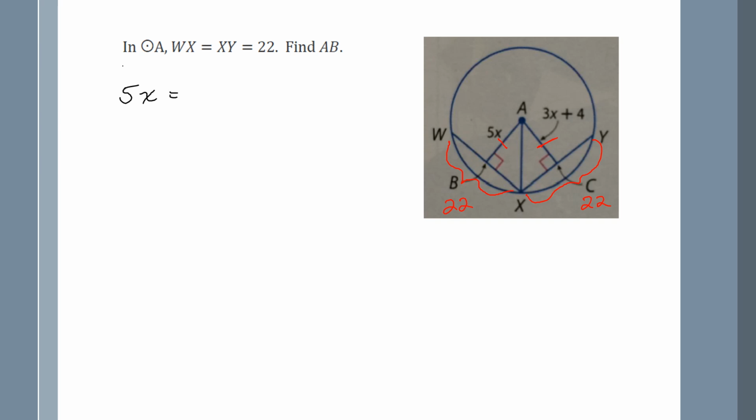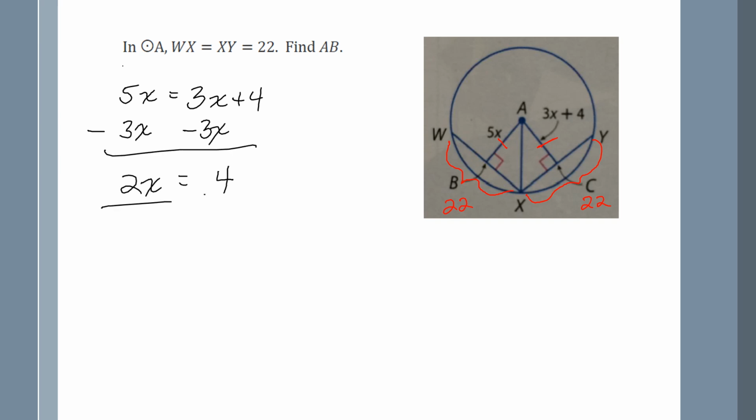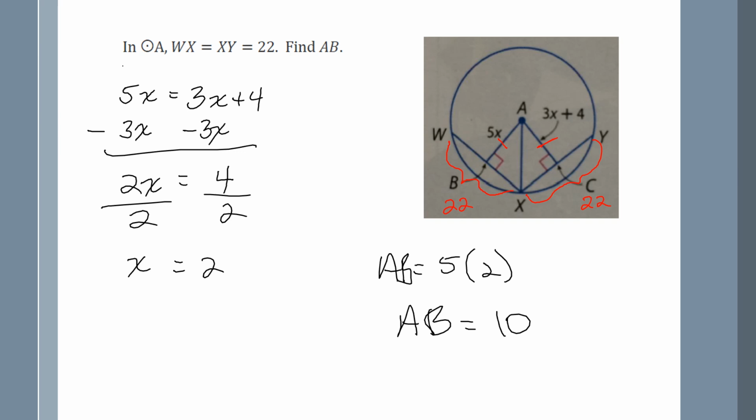5x equals 3x plus 4. Subtract 3x from each side. I get 2x equals 4, divide each side by 2. x equals 2. So if x equals 2, AB is equal to 5 times 2. So AB equals 10.